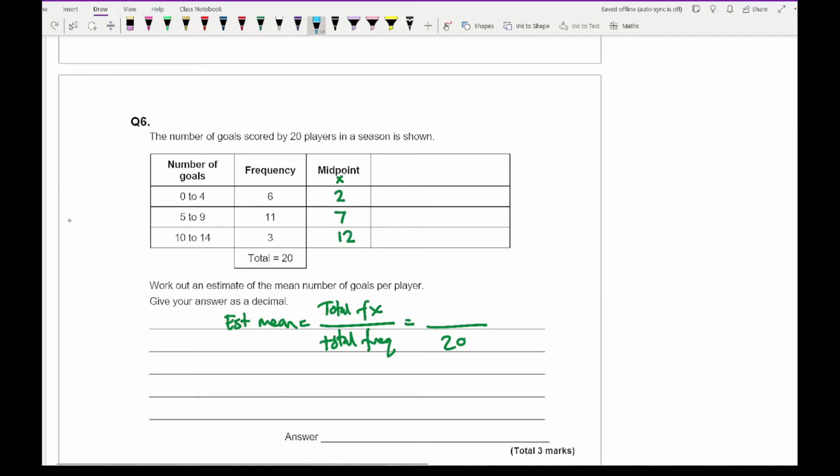Then from this, to work out the fx value, you simply multiply those across. So here I've got 6 times 2, which is 12, 11 times 7, which is 77, and 3 times 12, which is 36. Then I add those numbers up, in which I get 125. So the estimated mean is going to be 125 divided by 20, which gives me an answer of 6.25. Now, does that answer look correct? Well, yes, because the group with the highest frequency is 5 to 9, and my mean is in that group. And again, I've given my answer as a decimal.